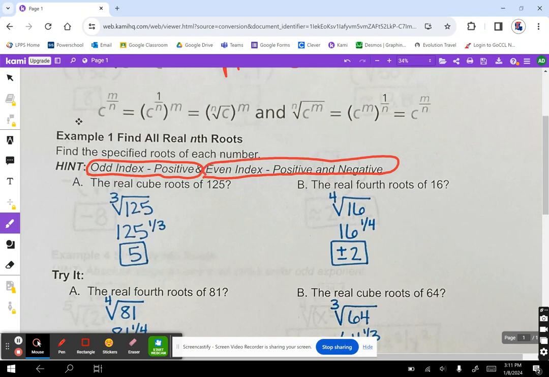Some people get confused with that note. If you need to write a circle around or highlight that, then do so. Odd index, positive, and an even index, positive and negative. That's what that means. Okay, so let's take a look at that.